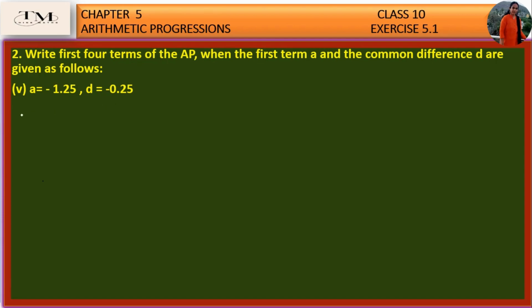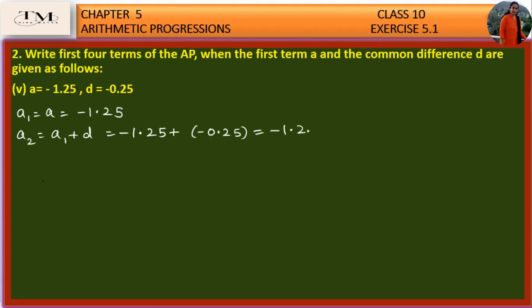So the first term A1 is equal to minus 1.25. A2 is equal to A1 plus D. So A1 is minus 1.25 plus D, which is minus 0.25. So minus 1.25 plus into minus is minus 0.25. Here both are negative, so put the negative sign and add.